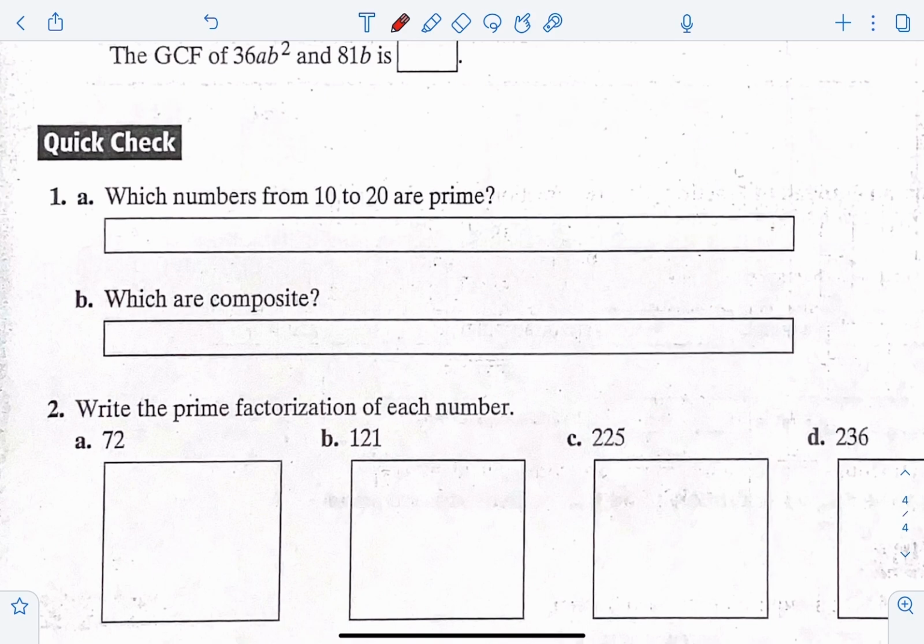Okay, so referencing that list on the front page, go ahead and pause the video, and you can do A and B. You're going to list out the prime numbers, and then you're going to list out the composite numbers between 10 and 20. So pause the video and go ahead and do that.